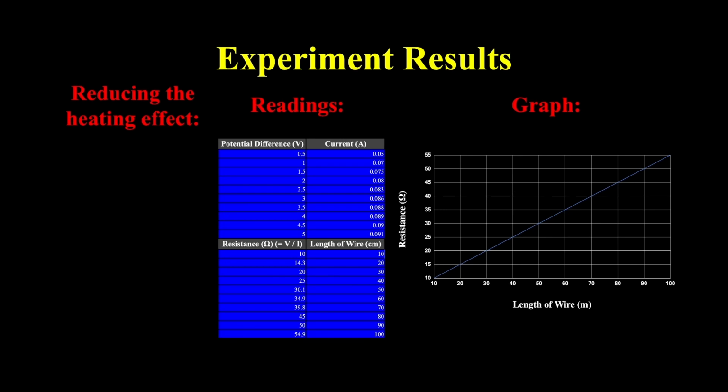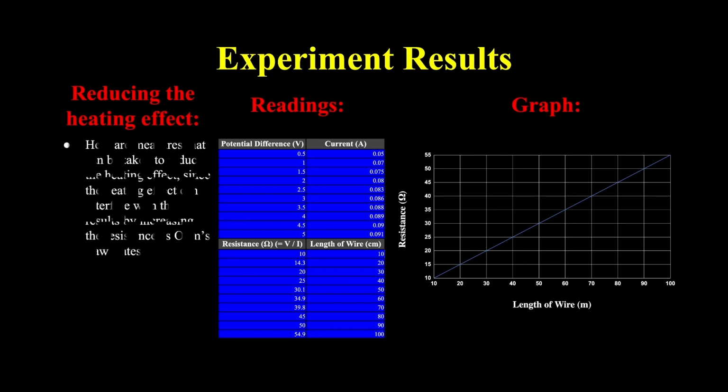To ensure results like these are obtained, the heating effect caused by the resistance must be reduced. Here are measures that can be taken to reduce the heating effect, since the heating effect can interfere with the results by increasing the resistance, as Ohm's law states. So if we have very large and sudden increases in the resistance, there will also be an increase in temperature. And Ohm's law states that for the current and the potential difference to be directly proportional, the temperature has to remain constant. So in other words, we need to prevent the heating effect.